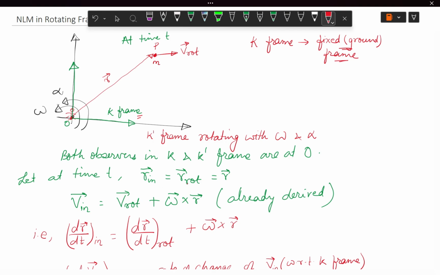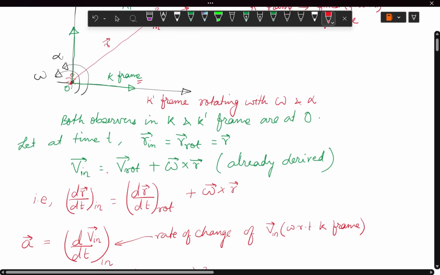So R_in is equal to R_rot, meaning the position vector with respect to the rotating observer, and this is equal to the R vector. It means both these position vectors are coinciding. Position vectors in the inertial frame and position vectors in the rotating frame are coinciding. Okay. So basically this frame is rotating, meaning what? The coordinate axes, these black axes, will keep on rotating, right?